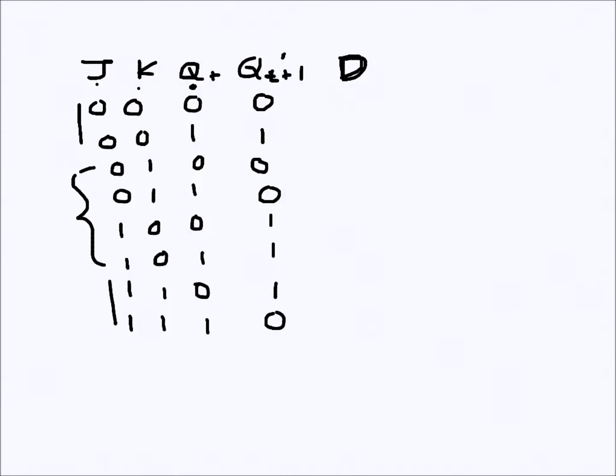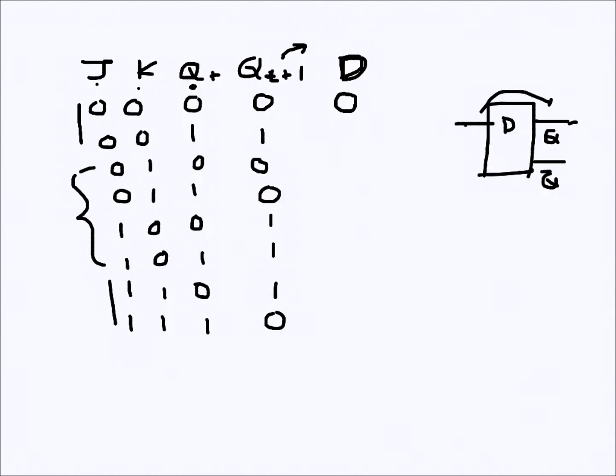So for a D flip-flop, if I have a D flip-flop here, and this is Q, this is Q bar, this is D. So when Q is the next state, that's what it is. The input has to be the same as the next output. With the clock, the input will go to the output. That's what a D flip-flop is. So I will just copy this one.